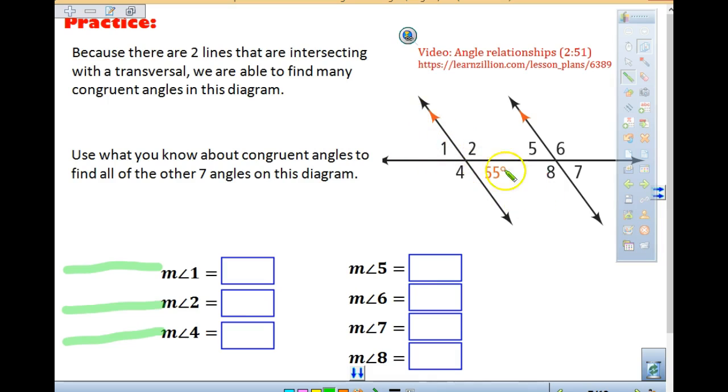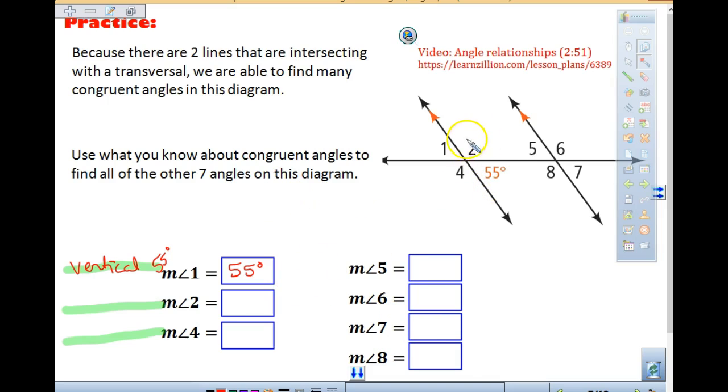Raise your hand. The name. What do you have, Jaden? Vertical. So out in front here, we're going to put vertical. Vertical to 55 degrees, right? Which means the measure of angle 1 must be 55 degrees. It has to be the same. Just wait, let's go through it first, okay?